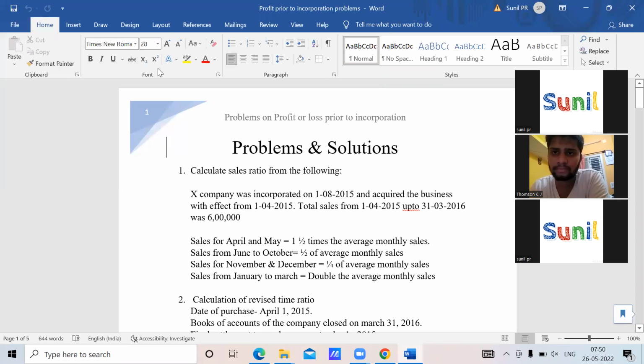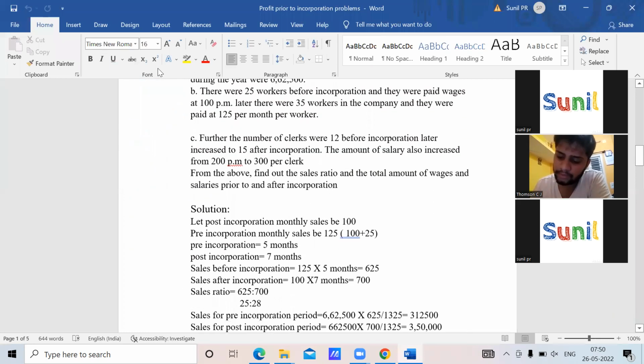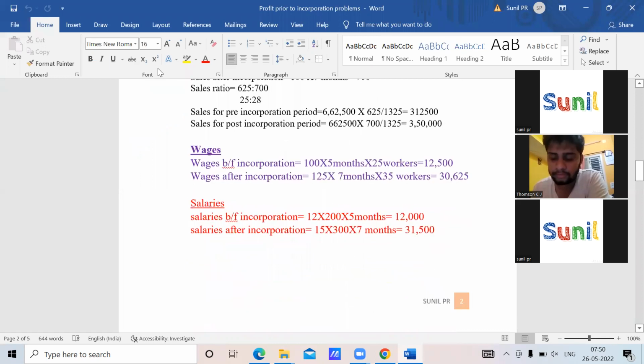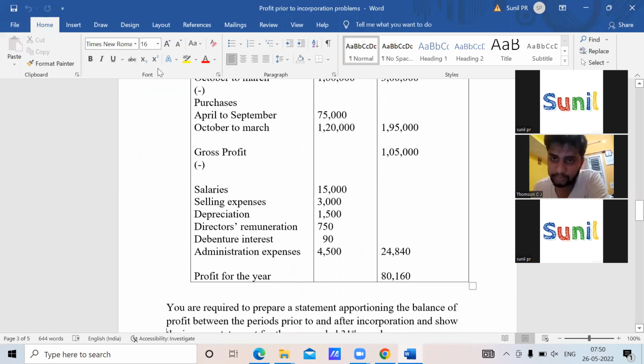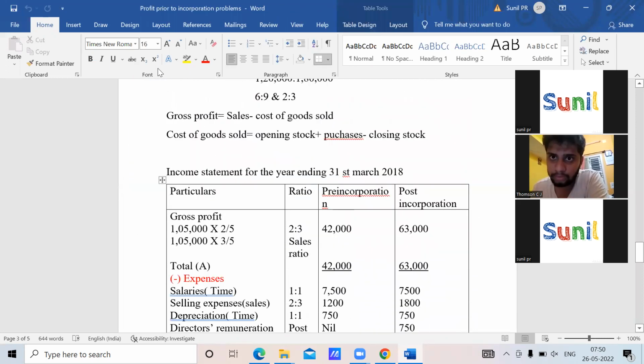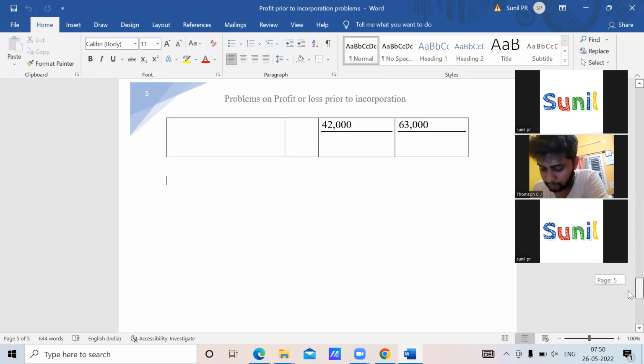By simplifying 3:9, we can make it 1:3. So 1:3 is the time ratio. Now we make the format with particulars, ratio, pre-incorporation and post-incorporation.